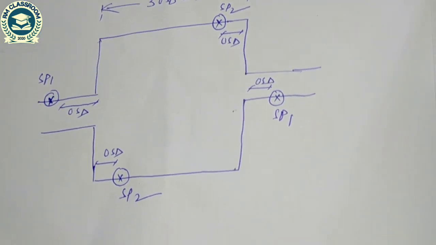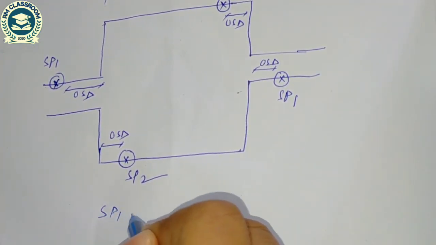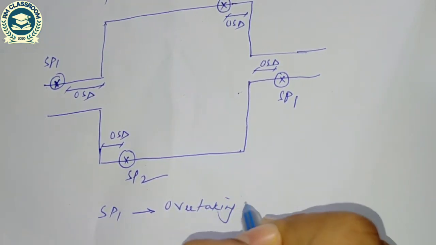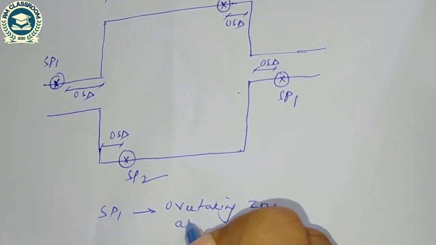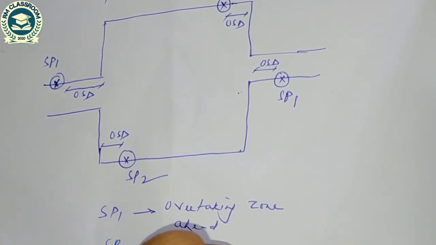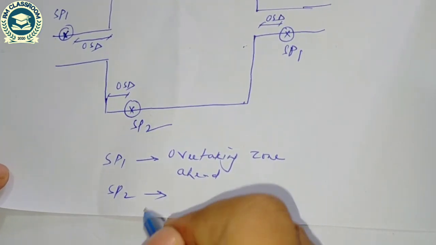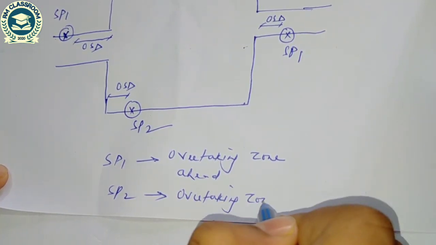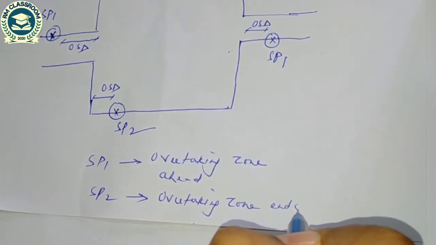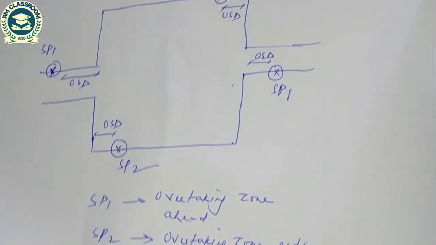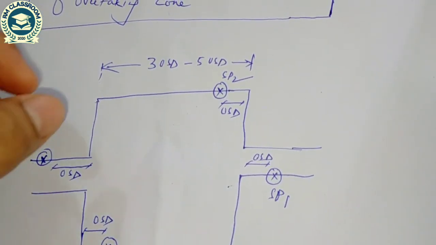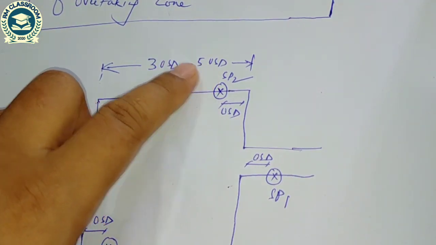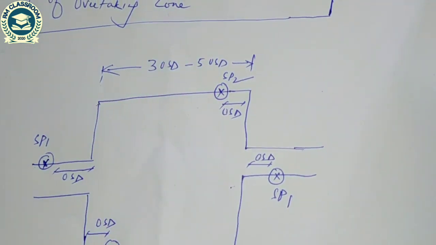So if I write, SP1 is the overtaking zone ahead and SP2 is the overtaking zone ends. And minimum length is 3 times overtaking side distance and desirable length is 5 times the overtaking side distance.